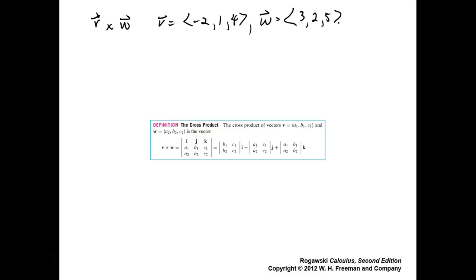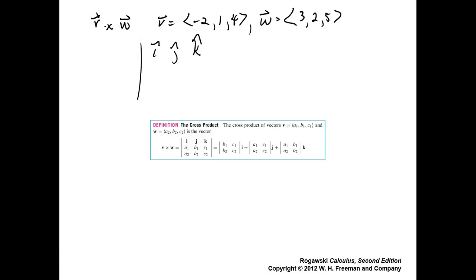Now, you can do it this way, but really the better way is to set up V cross W as a determinant with the top row being the unit vectors I, J, and K, and then the second row, the first vector across here. I'm sorry, I was looking at the wrong thing on this slide.